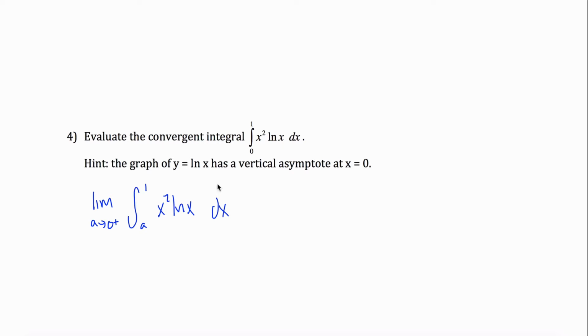How am I going to figure out this antiderivative? Maybe I do this off to the side somewhere. The antiderivative of x squared natural log of x. You might think u-substitution when you see the natural log of x, but then you're like, wait a minute, that's 1 over x for du. That's not in here. Shoot. What about integration by parts? I think you can use integration by parts.